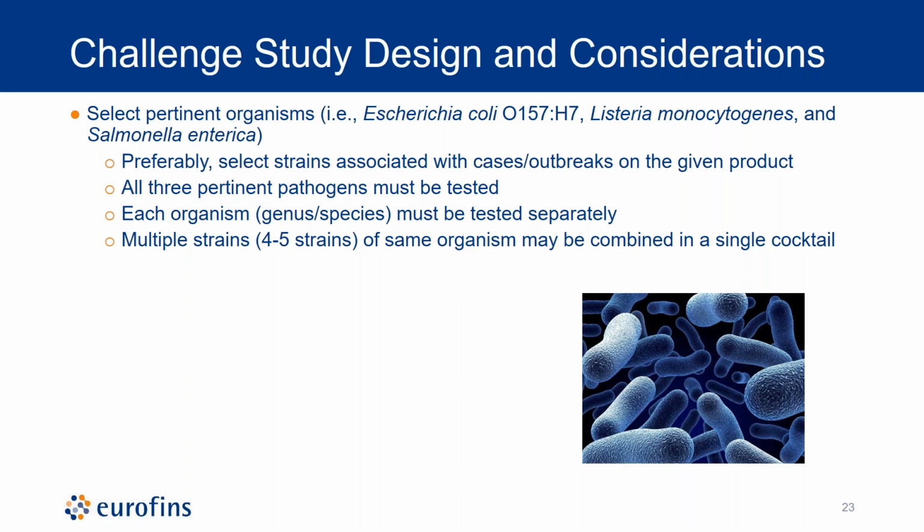It also includes that all 3 pathogens must be tested, and the pathogens must be tested separately. So if you come to a lab and they want to combine E. coli, Salmonella, Listeria together in one cocktail, that's not the best way to do it. We actually do multi-strain cocktails of E. coli, so 4 to 5 strains of E. coli, 4 to 5 strains of Listeria in a separate cocktail, and then 4 to 5 strains of Salmonella in a third cocktail.